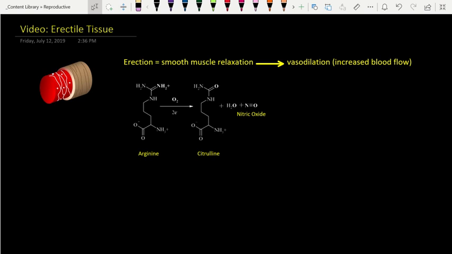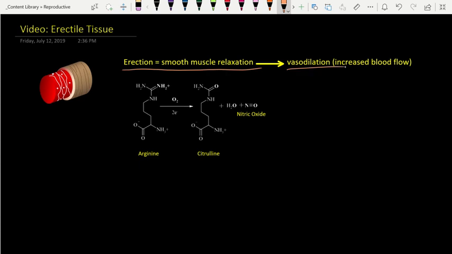At the end of the day, erectile tissue is a cavernous tissue that, when filled with blood, becomes stiff. We see it in reproductive tissue, we also see it in the nasal cavity, we see it in the ear, although we still don't understand what it's doing in the ear. But this is the take-home message: smooth muscle relaxation, and that's going to lead to vasodilation.